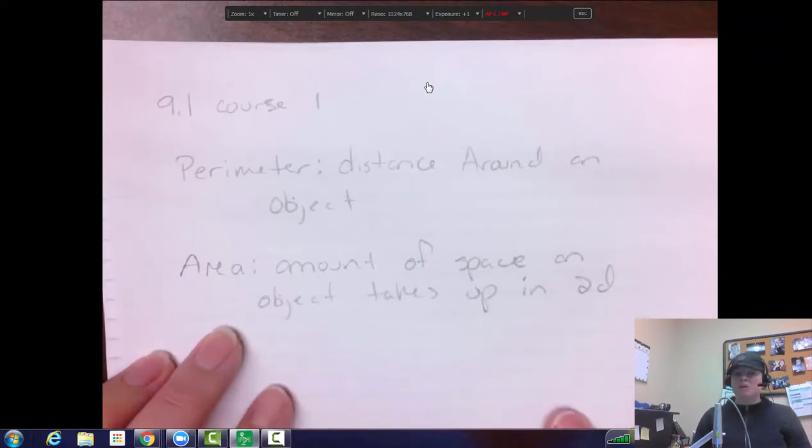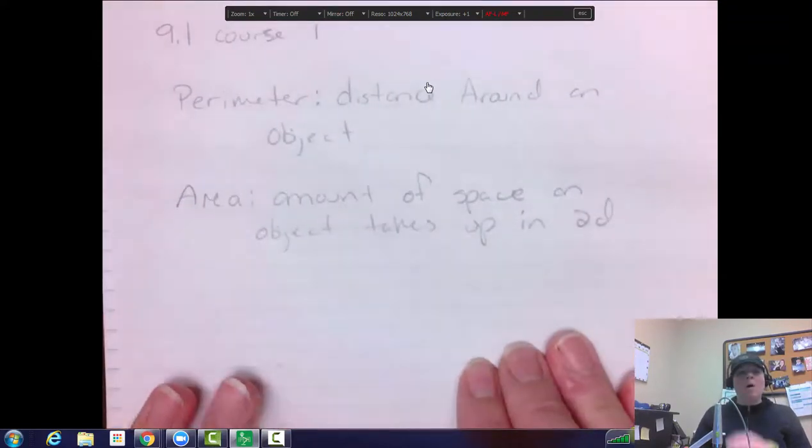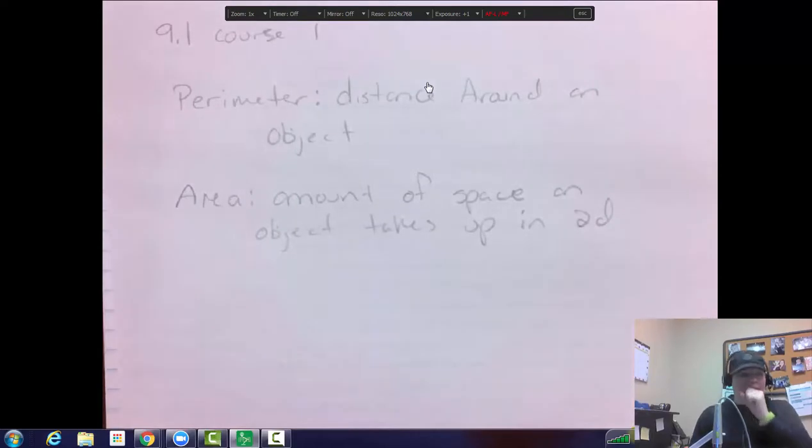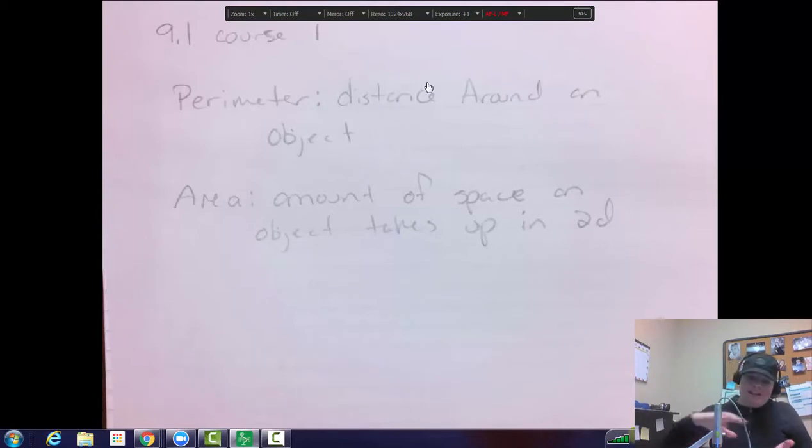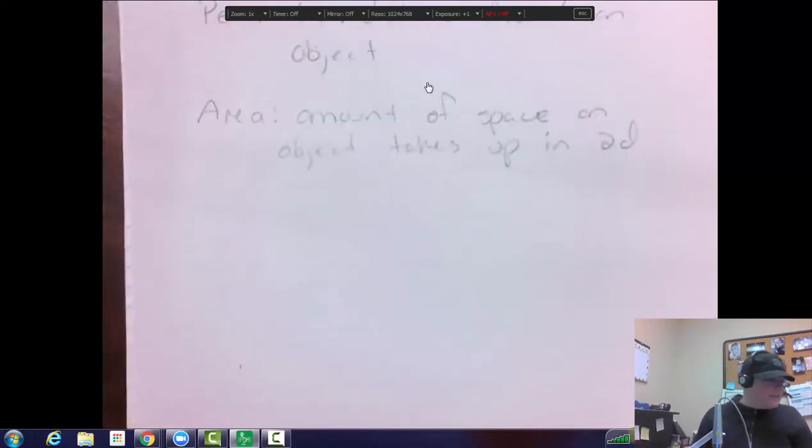So you'd use area for painting a wall, carpeting, planting anything outdoors. So yeah, if you want to put a pretty edging around something, that's the perimeter, right? But if you want to fill it in with something, that's area. So let's go over a couple of questions that they have in here.